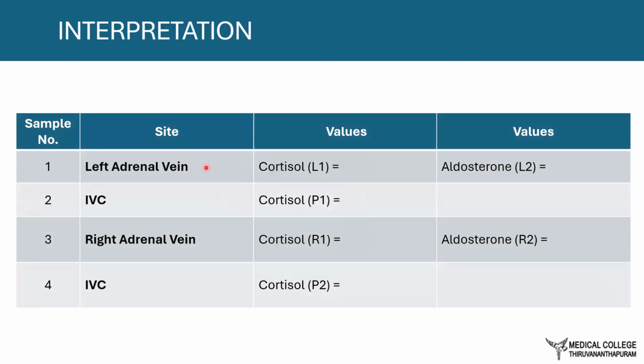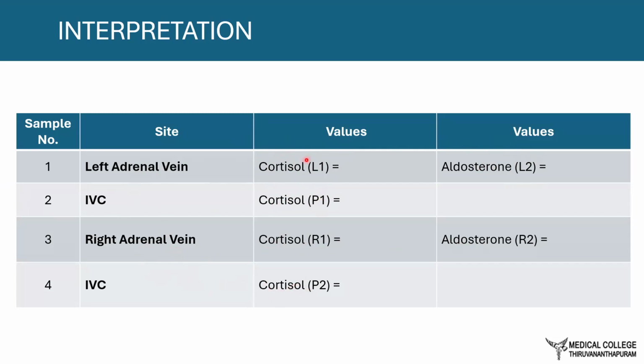Now, this is how generally we collect the samples. The samples are collected in EDTA bottles. Once we cannulate the left adrenal vein, we take around 2 ml in one bottle for assessment of cortisol. Another bottle we collect for aldosterone. Similarly, from the IVC, we take only one sample, that is a sample for cortisol. The intention of taking it from the IVC is just to confirm that our cannulation is correct and that the sample is actually from the adrenal vein. For the right adrenal vein, again, we take 2 samples, one for cortisol assessment and the other for aldosterone. Similarly, at the same time, we take a sample from the IVC for cortisol assessment.